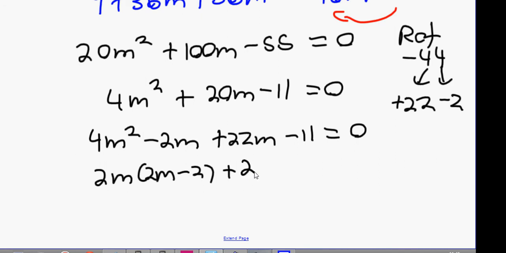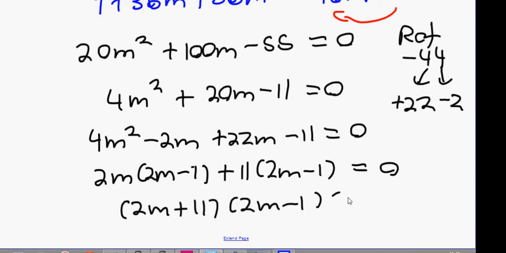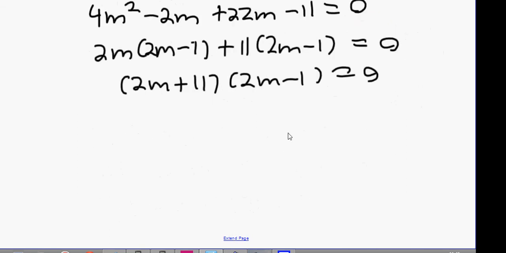So it's going to be 2 into, sorry, 11 into 2m. Oh, and it's minus 1. Yep, you're right. Excuse me. Plus 11 into 2m minus 1. There we go. Okay. Finally, 2m plus 11 into 2m minus 1 equals 0.